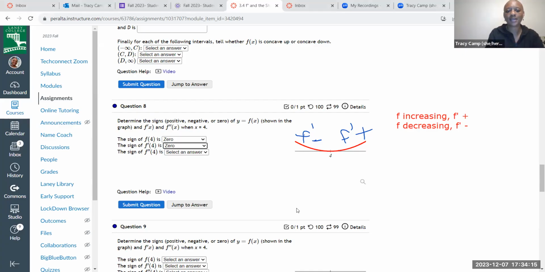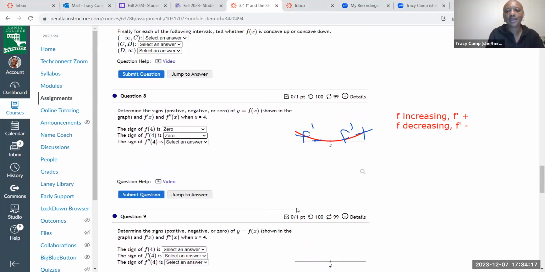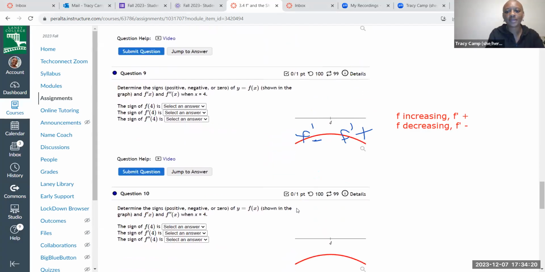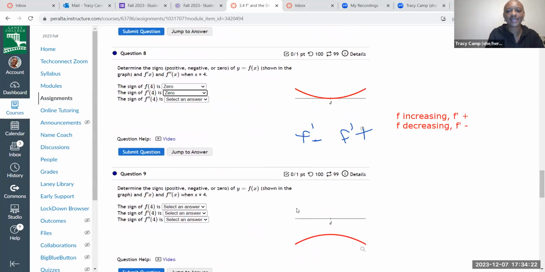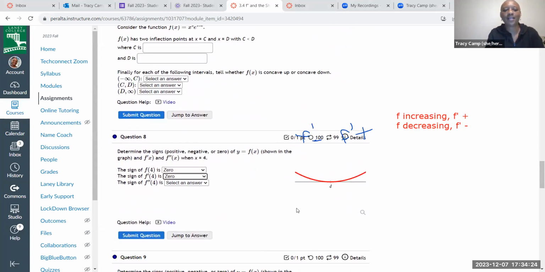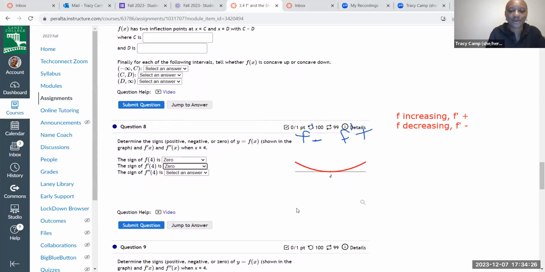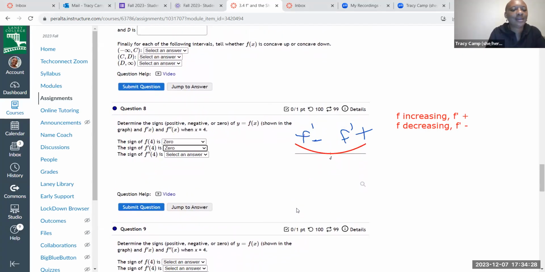Now let's say I look at another graph. Let's see if I can find one that's kind of different. Oh, they're all kind of the same. Oh well, I'll ask for a different question after this one, just so you get an idea of when it's different, like what that would look like.